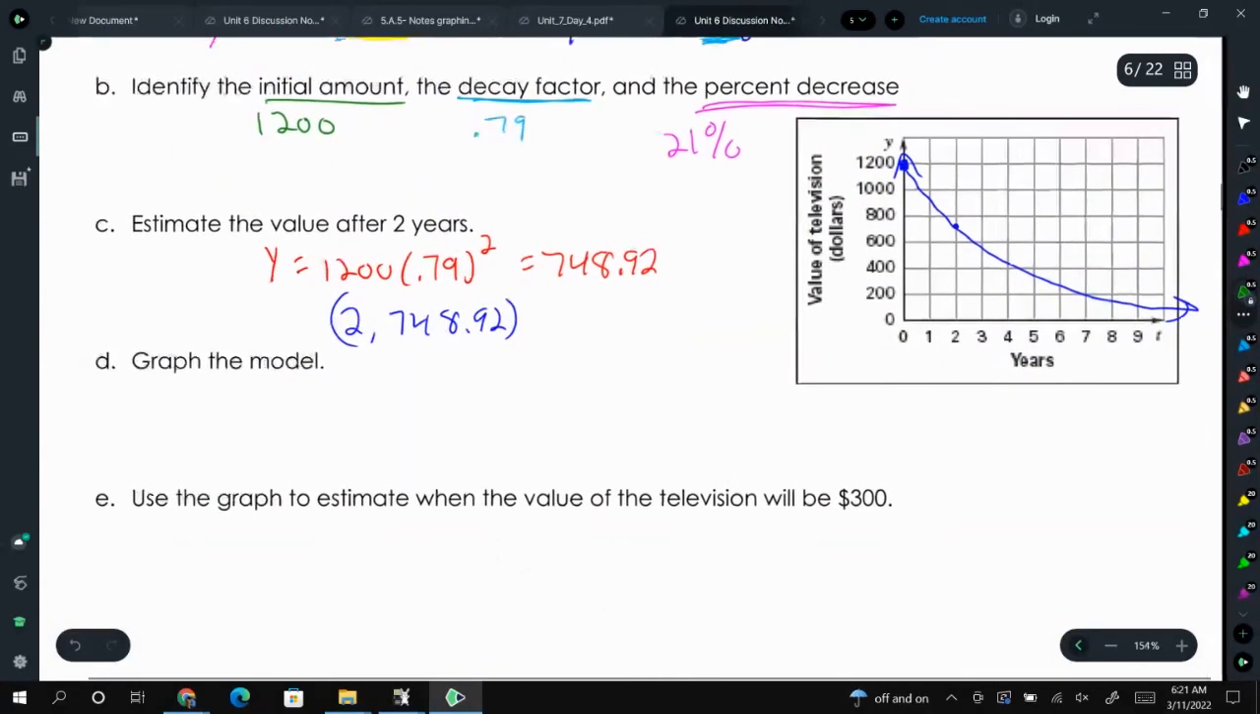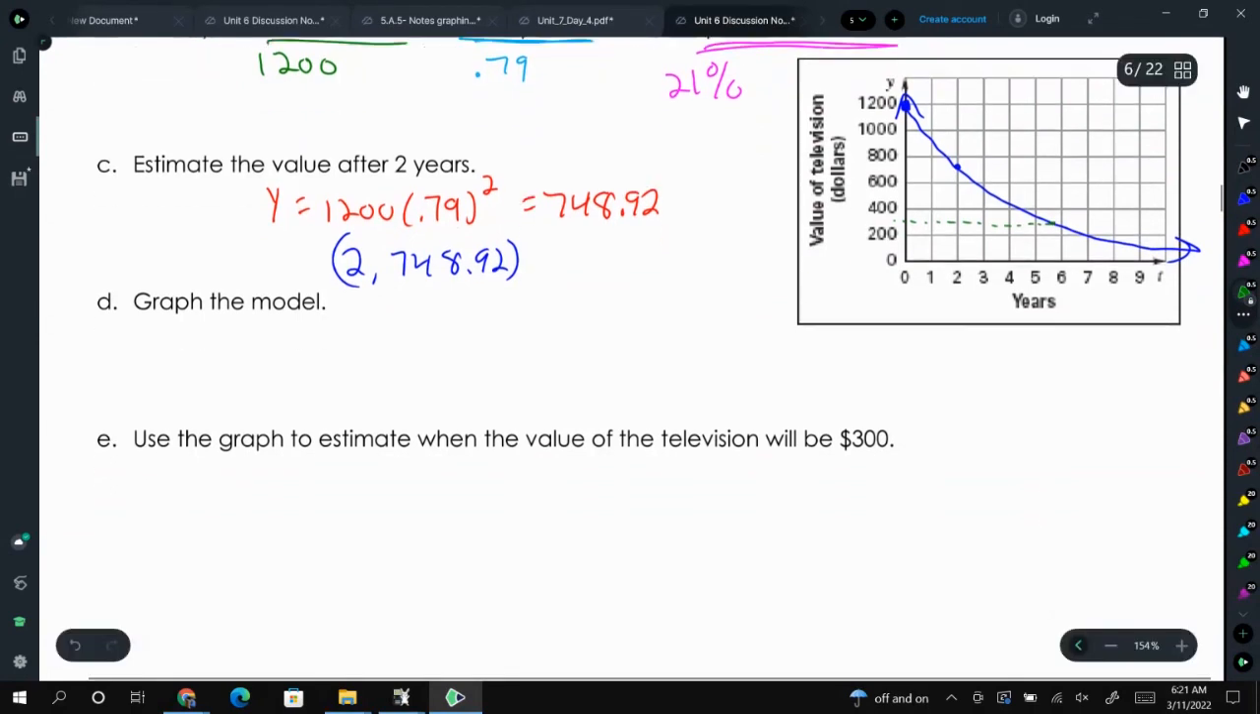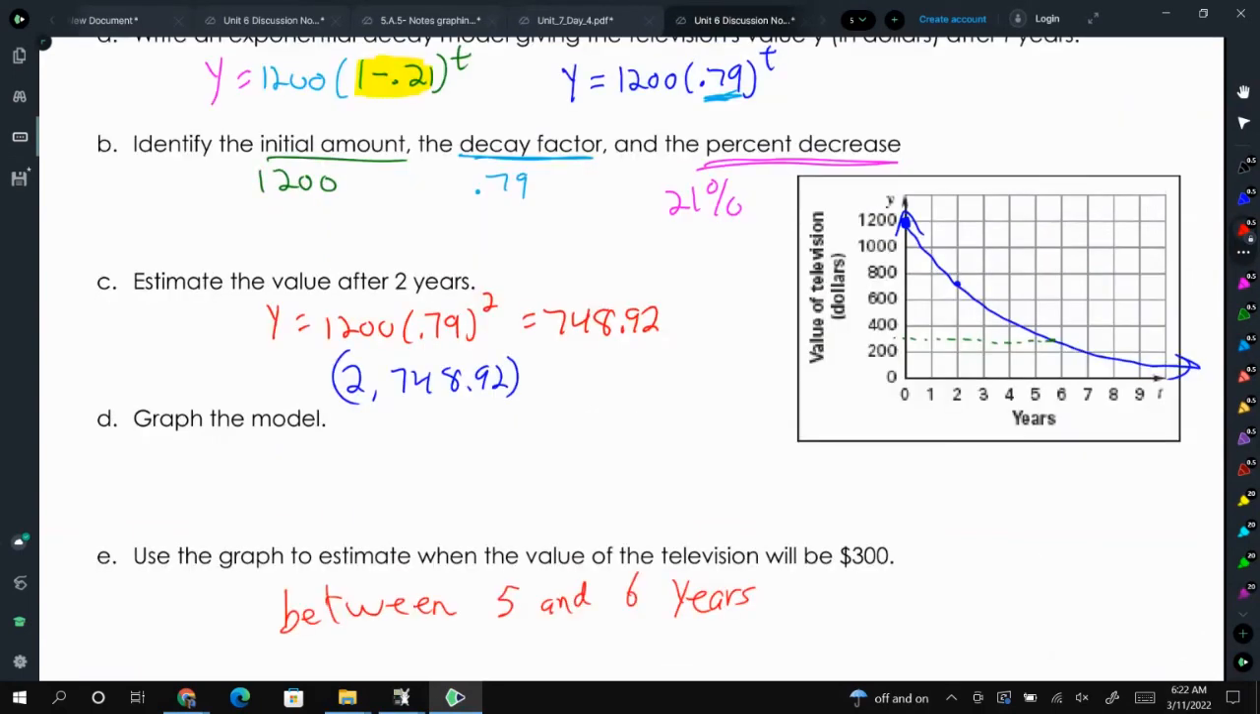Use the graph to estimate when the value of the television will be $300. So we'll go to $300. That looks like between 5 and 6 years. So that's what we write, between 5 and 6 years. So that is it for the exponential decay lesson.